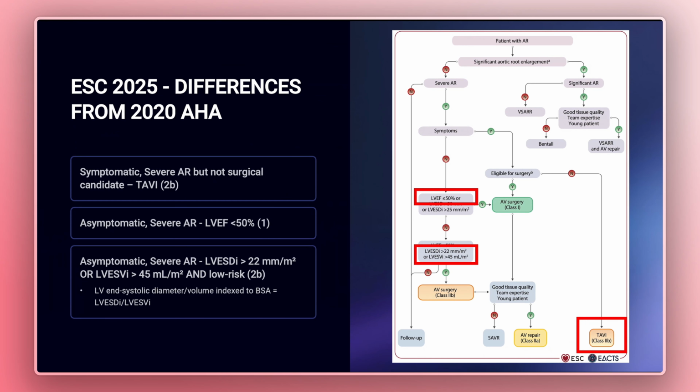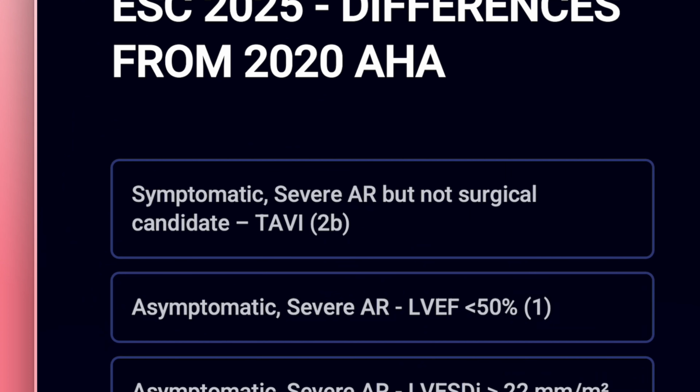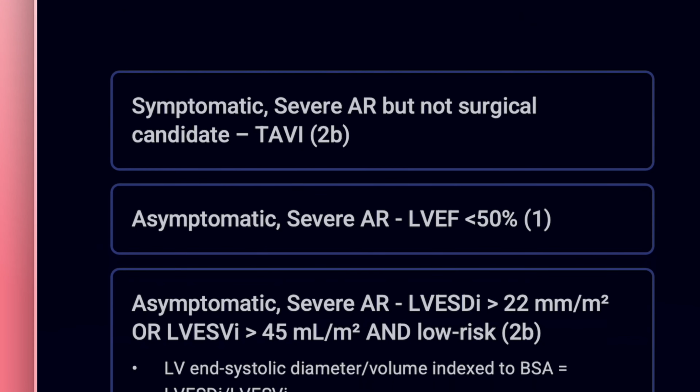Let's highlight a few of the differences from the European guidelines from 2025. For patients with symptomatic severe aortic regurgitation but not surgical candidates, there's a class 2B recommendation for TAVI. In asymptomatic severe aortic regurgitation, the LVEF less than 50% is a class 1 recommendation, whereas it was 55% or less in those AHA-ACC guidelines.